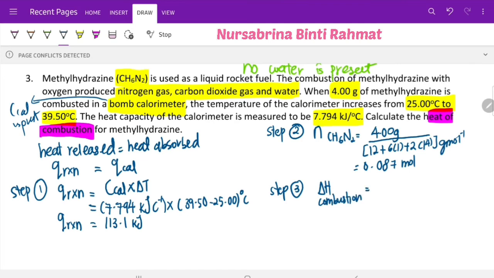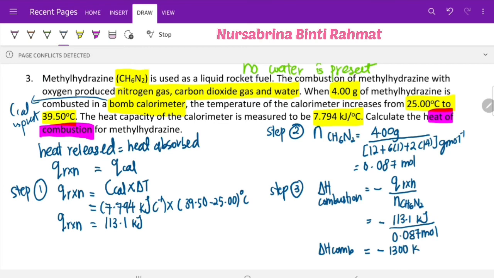So the final step is to calculate the enthalpy of combustion. Enthalpy of combustion is a heat release, so negative Q reaction over the number of moles of our methyl hydrazine. So negative 113.1 kilojoule divided by 0.087 mole. Your enthalpy of combustion is equal to negative 1300 kilojoule per mole. So that is the final answer.